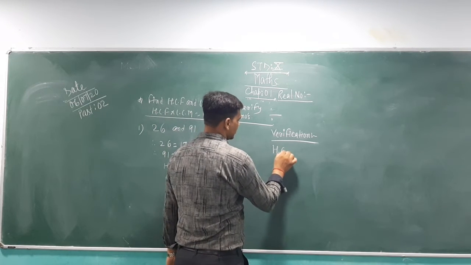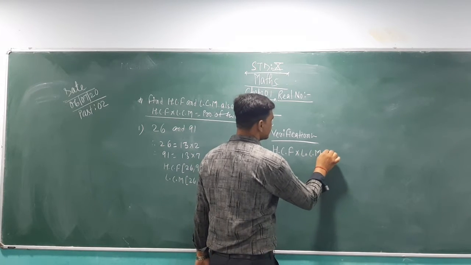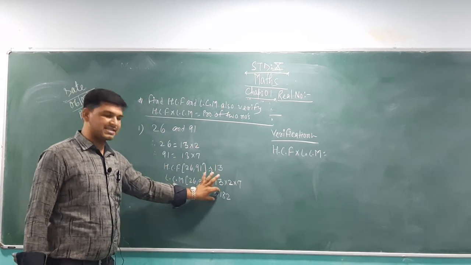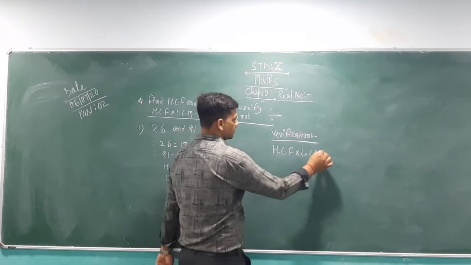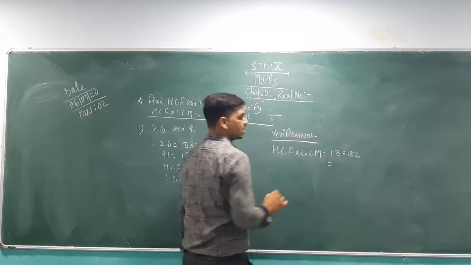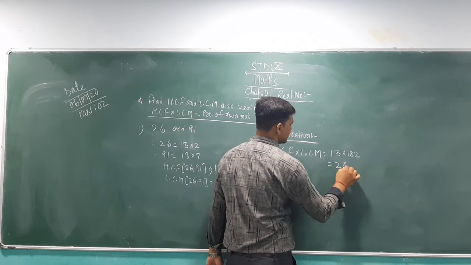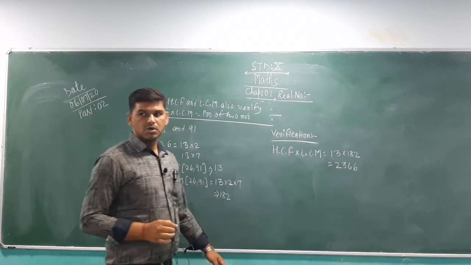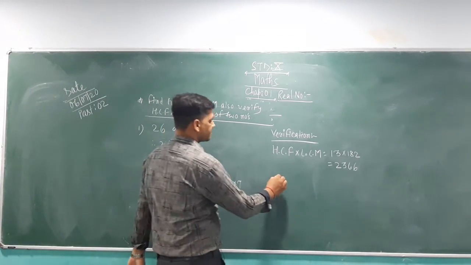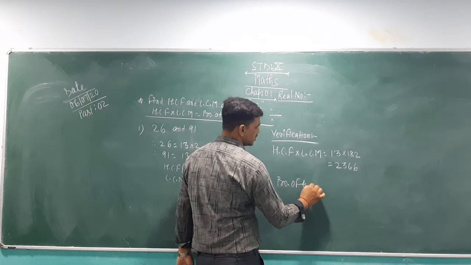HCF into LCM, right? HCF is 13, LCM is 182. So 13 into 182, that is 2366. So the product of HCF and LCM is 2366. Now we also have to verify the product of two numbers.